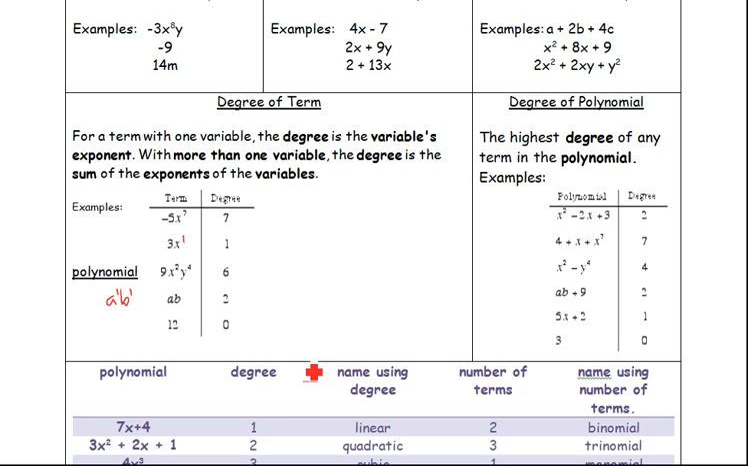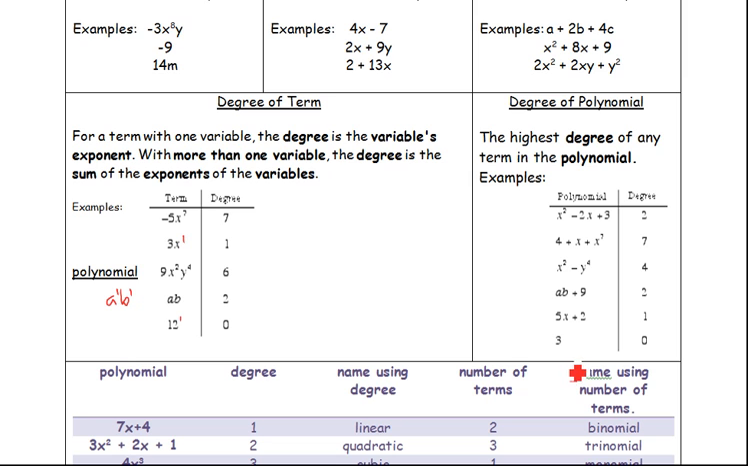Now, notice that we're only talking about exponents of the variables. We're not talking about any exponents on the numbers. For example, 12 is actually 12 to the power of 1, but it has 0 variables, so the degree is 0. And we're going to learn a little bit more about this later, but I'm not going to confuse you now.